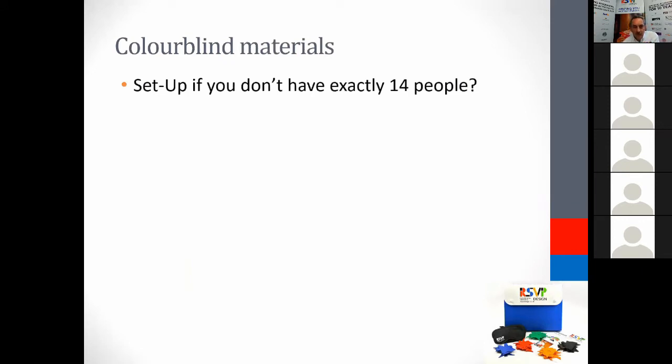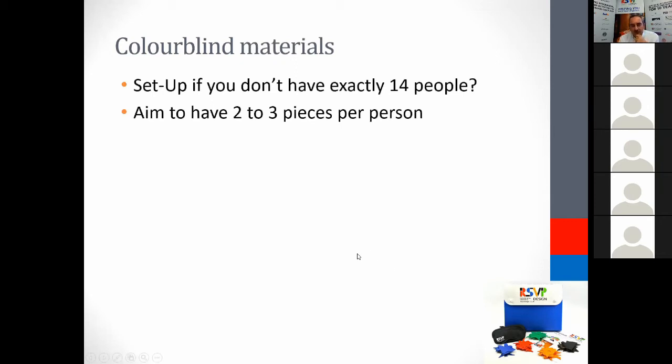A question we are always asked is, what happens if you don't have exactly 14 people? If you have exactly 14 people and you've got 28 pieces and they all get 2 pieces each, but what happens if you have 5 people or 20 people or 30 people? My suggestion is to aim to have each person having around 2 to 3 pieces in their hands at any one time.